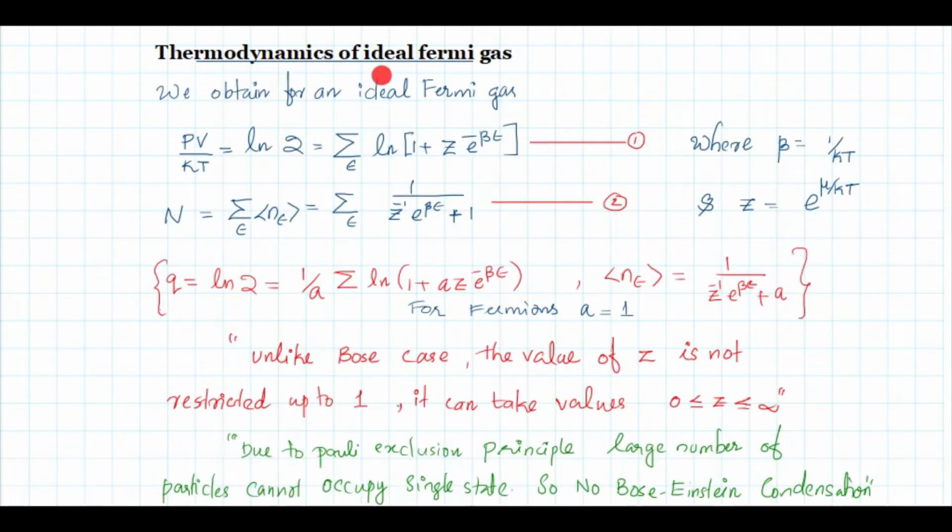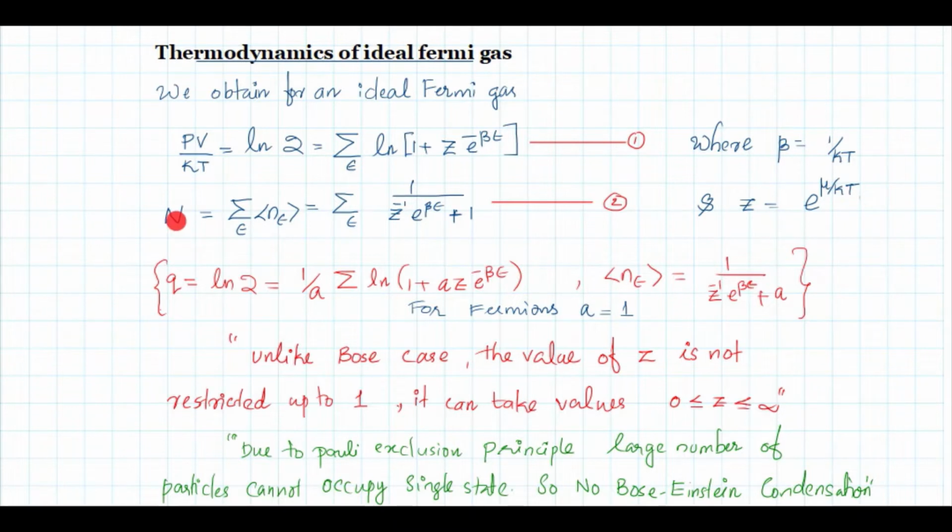The thermodynamics of ideal Fermi gas. For an ideal Fermi gas, we have these 2 equations. The first one is PV by kT, which is equal to log theta, where theta is the grand partition function. It is sigma over epsilon of log(1 plus z e raised to minus beta epsilon), where beta is 1 by kT and z is fugacity. It is given by e raised to mu by kT.